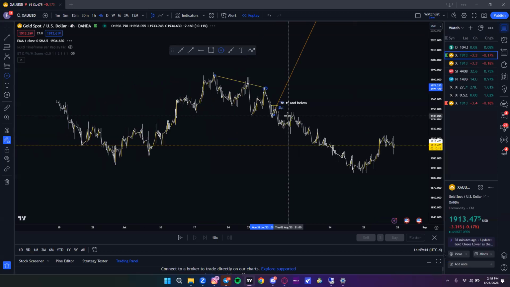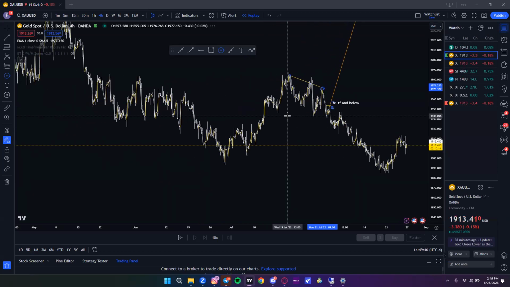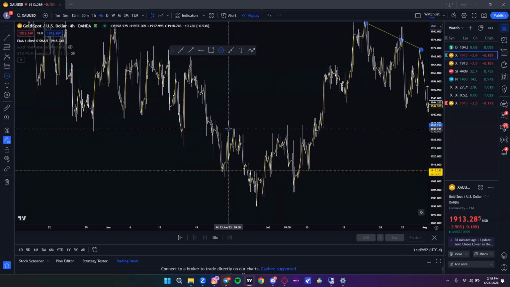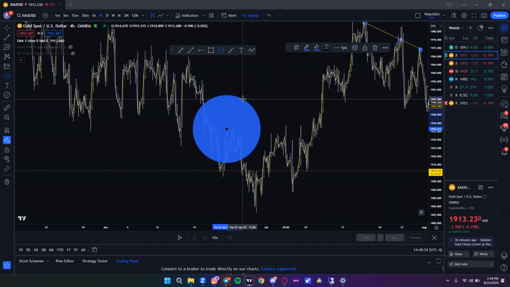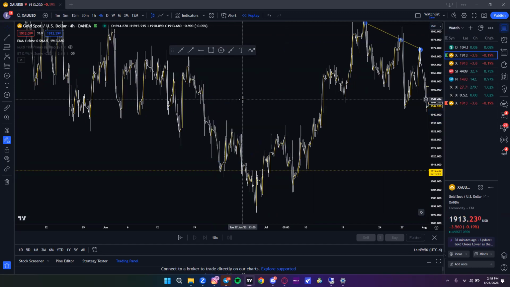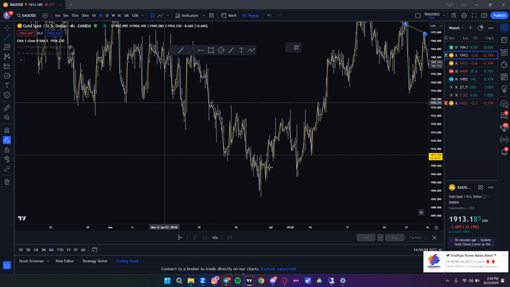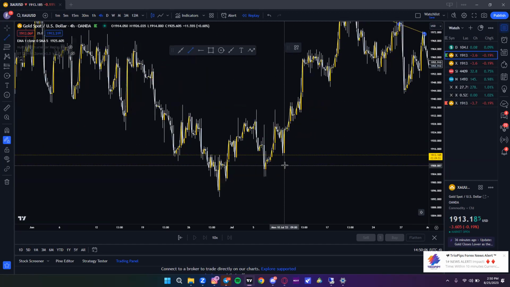On H4, you can identify more valid swing points that allow you to pull lines from a little bit further away to continue a trend.